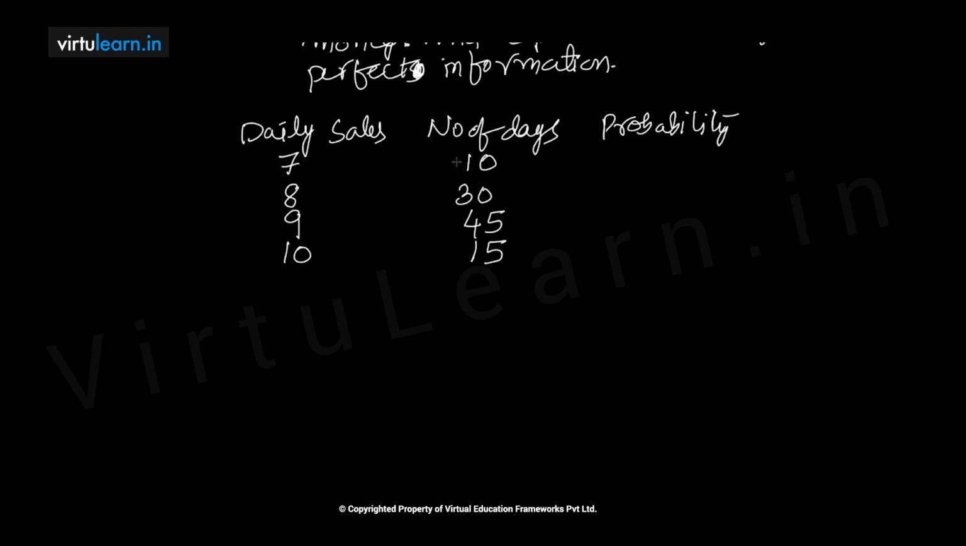Then out of 100 days, if you take them as probability, 10 by 100 will give 0.10. Then similarly it is 0.3, or 30 by 100. Then 0.45, that is 45 days out of 100, and 15 days out of 100 he could sell 10 boxes. Now we'll proceed with this kind of information.